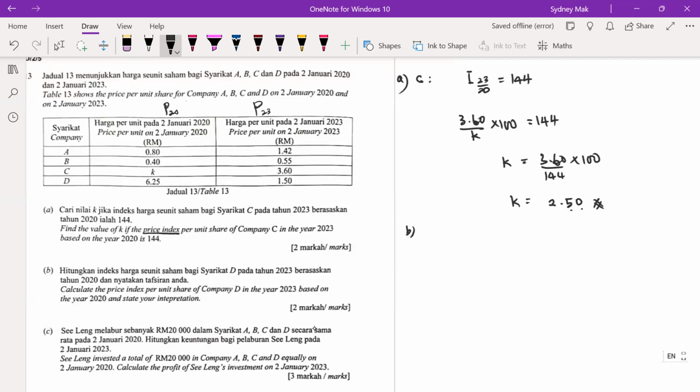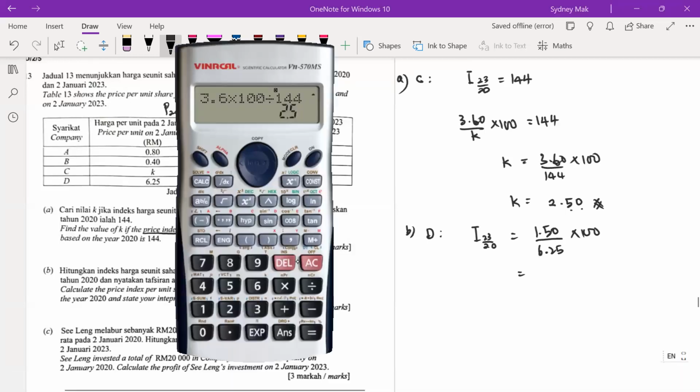And next, B. We have to calculate the price index per unit share for D in the year 2023, the price index I23 based in the year 20 and state our interpretation. So we take the price of year 23, which is 150 divided by 625 times 100%. Okay, so you know that from 625, it dropped to 150. So it must be a drop. Our price index will be smaller than 100.